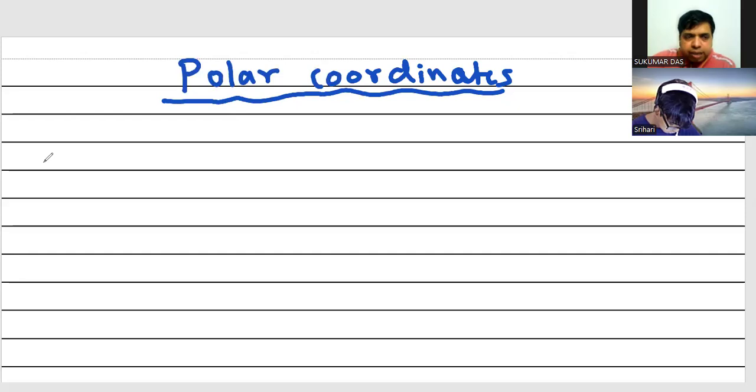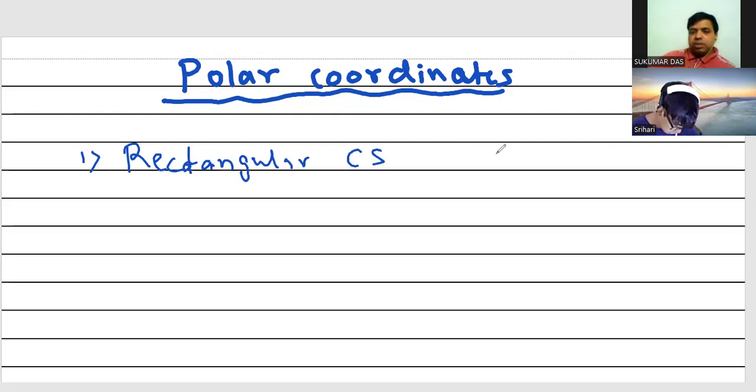Now, as we have seen, to specify any position, we can use a coordinate system, one reference system. Normally, what are the coordinate systems that we use? The most popular one is the rectangular coordinate system. In this system, we use X, Y, and Z, three values to pinpoint or locate the position of any object.